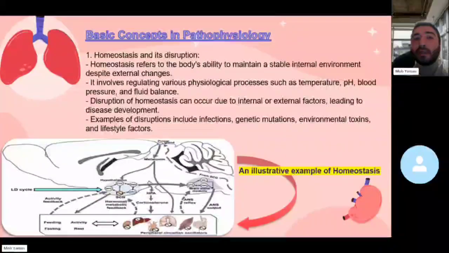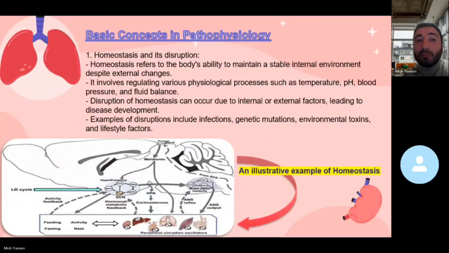Basic concepts in pathophysiology. The first concept I can tell is homeostasis and its disruptions. We all understand from the previous course of normal physiology that homeostasis refers to the body's ability to maintain a stable internal environment despite external changes. That's an example according to the homeostasis.